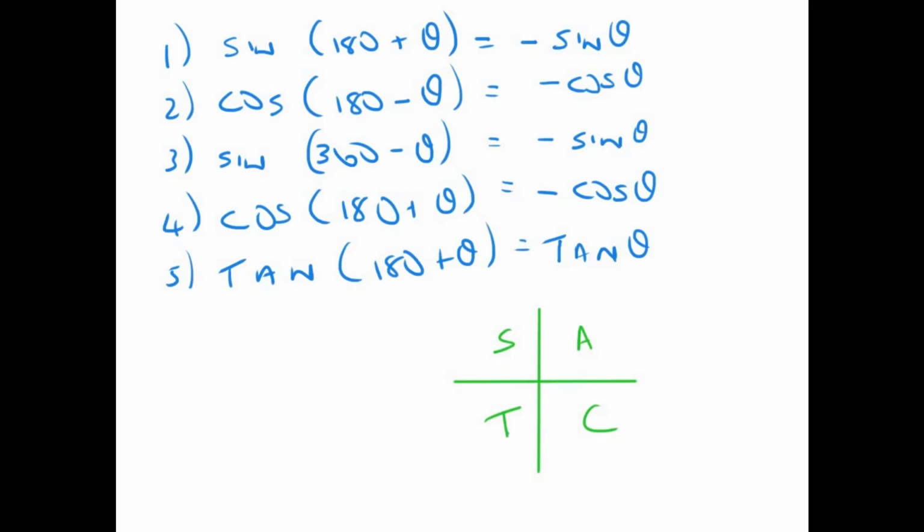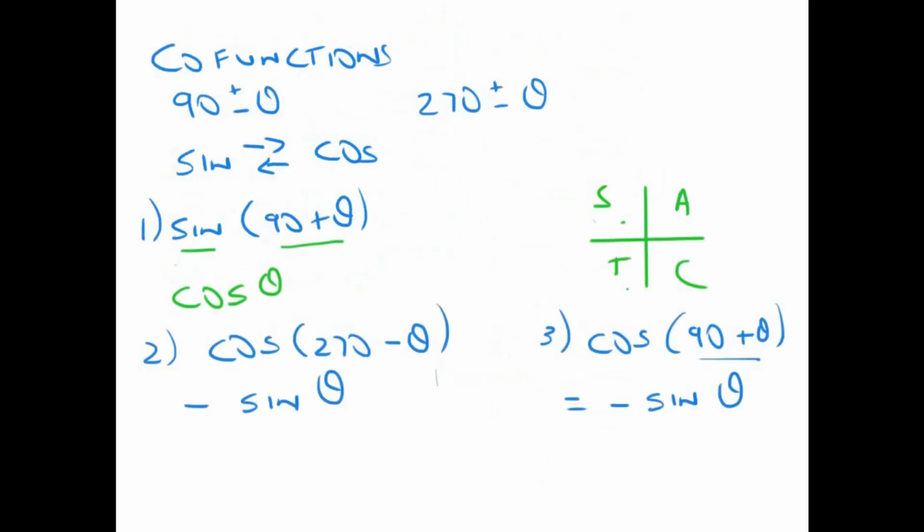Let's look at the next page. Okay, so the next thing that we are going to look at is cofunctions. Now what I want you to be aware of is that whenever you see 90 plus or minus theta or 270 degrees plus or minus theta, sine will become cos and cos will become sine.